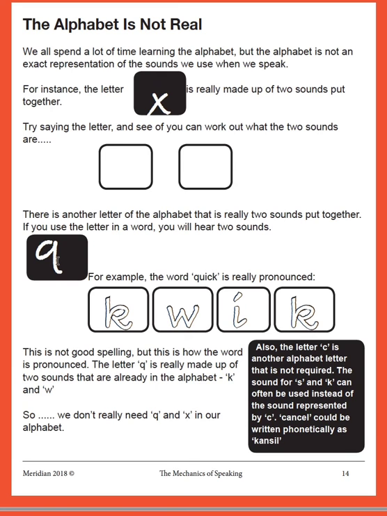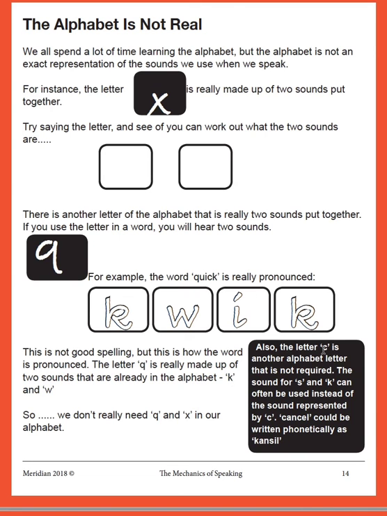Same with Q, the letter Q. You think of any word with Q in it, queen, quick, queer, really, that's two sounds together, K and W. And the alphabet already has those sounds, K and W. So we don't need the letter Q either.